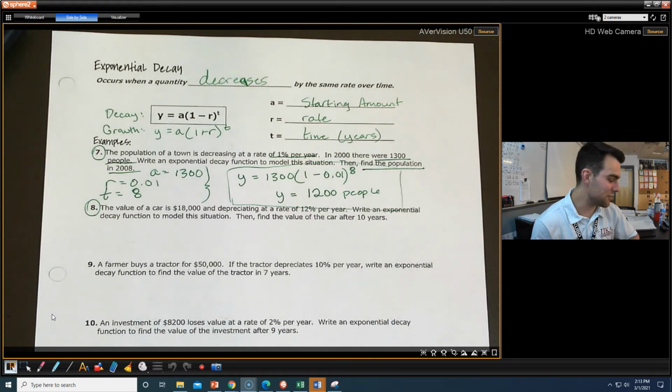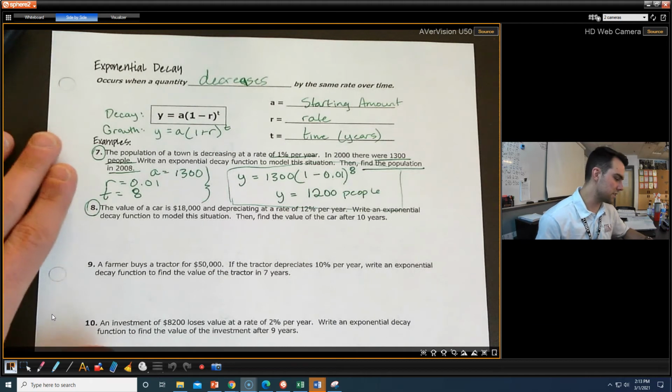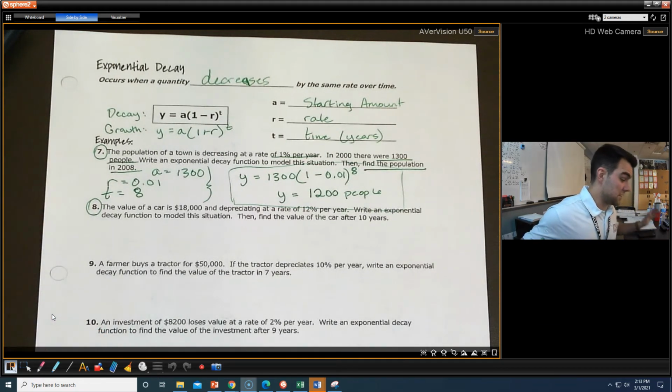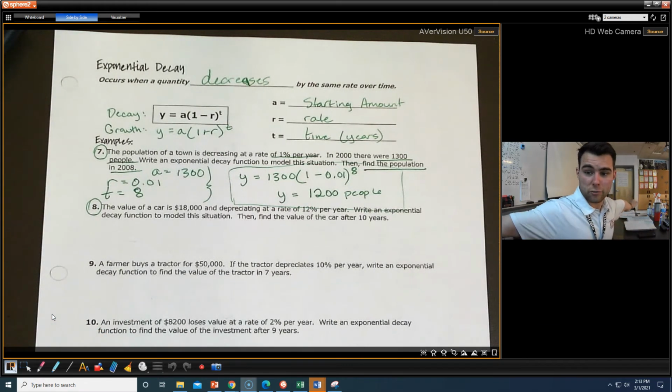So we lost 100 people in 8 years in this town, which is quite a lot if you think about the scale of the town. That's a 13th of their population they lost. Wow.